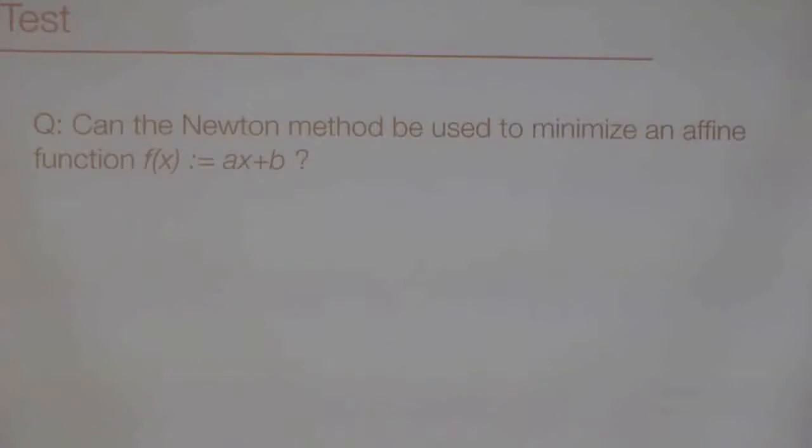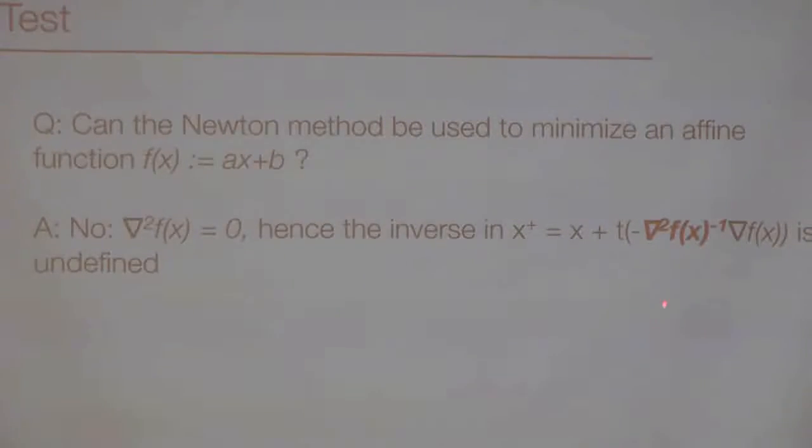Why not? What is the Hessian, the second derivative of the affine function? It's just 0. And in the Newton method, we would need to invert the Hessian, and the inversion of 0 is undefined. Okay? So this shows that the Newton method doesn't work for affine functions.